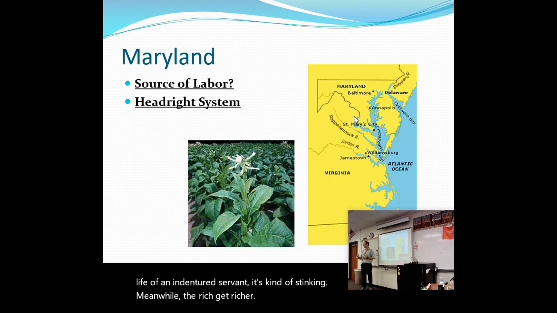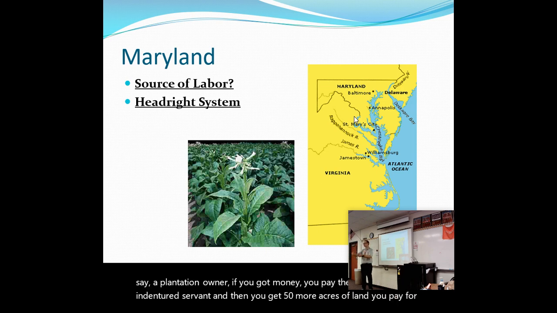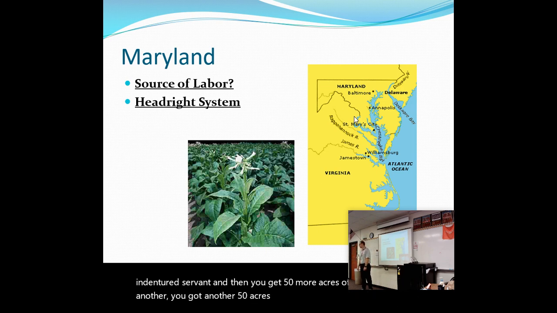This is what I would write down with the headright system. It's a way of bringing more indentured servants over, but the way it works, if you're, say, a plantation owner, if you've got money, you pay the passage of an indentured servant, and then you get 50 more acres of land. You pay for another, you got another 50 acres. You keep paying for indentured servants, you get 50 acres for each one that you're bringing over, and that's why I said the rich get richer under the headright system.